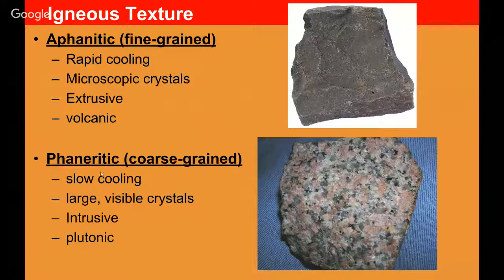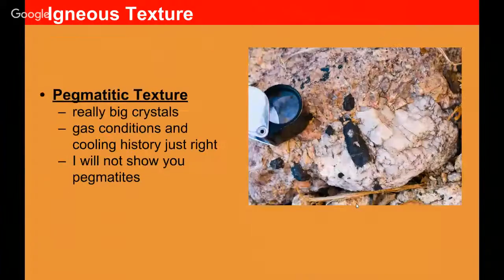igneous rock. And then here is a phaneritic, a coarse grain, very large, visible, individual crystals that you can make out. You can see in this picture, there's quartz, some K feldspar, some plagioclase, very visible to the naked eye, right? Slow cooling, large visible crystals. This is an intrusive, also known as plutonic igneous rock.